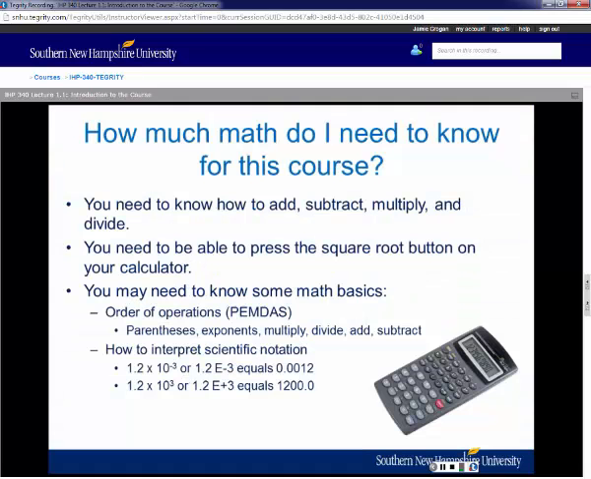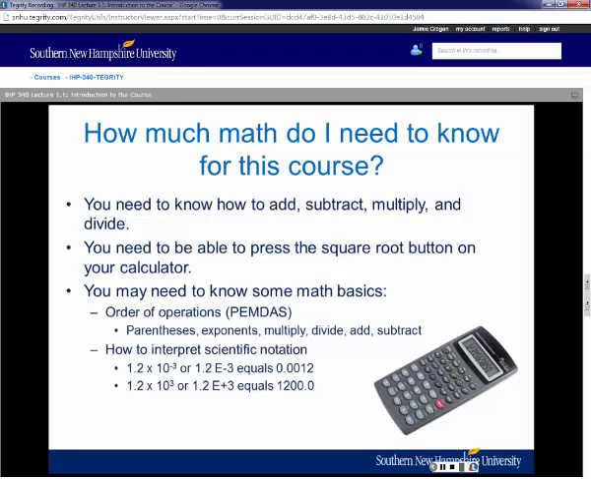Some frequent questions that I get: how much math do I need to know for this course? Well, you need to know the basics. Add, subtract, multiply, divide. You need to be able to use the square root button on your calculator. You need to be able to square numbers. You may need to know order of operations as well.